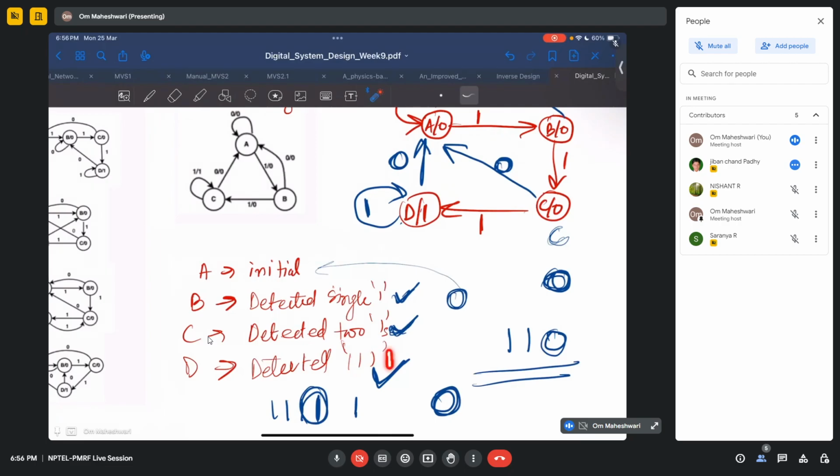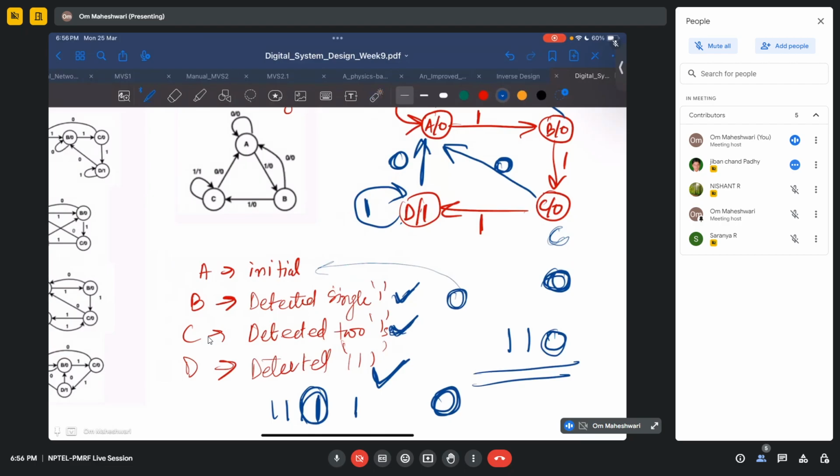If you get another one after 111, you get another one as input, you're still getting your output, right? It is still detecting the sequence. That is the whole overlapping thing we were discussing. So according to me, it should remain at D, where you're still detecting your sequence.